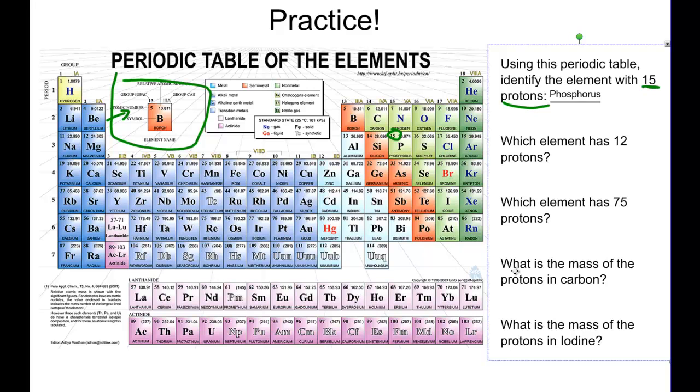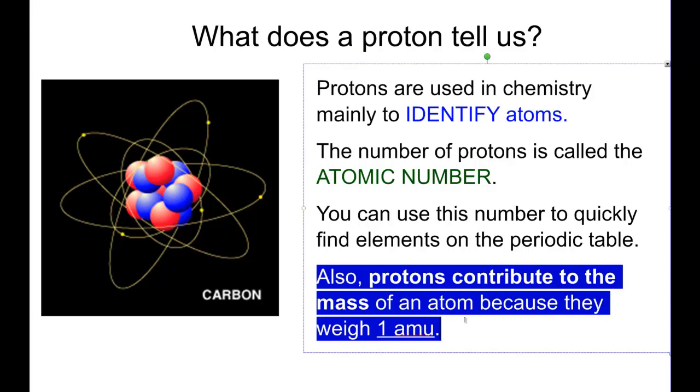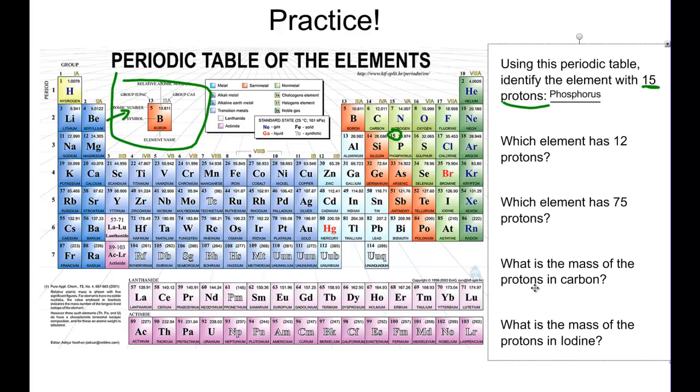It says, what is the mass of the protons in carbon? So let's go back to our notes, go back to our information, and this is something that you could do quite a bit with these videos. So rewind, go back, all right? But since this is still early on, we'll do some practice with it. So we found that down here, this piece right here says protons contribute to the mass because they weigh 1 AMU. 1 AMU.